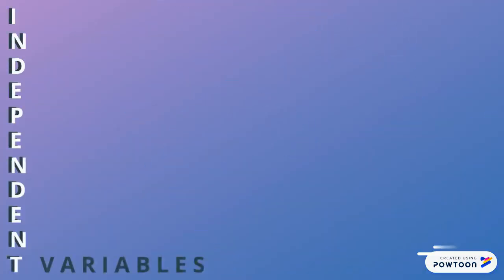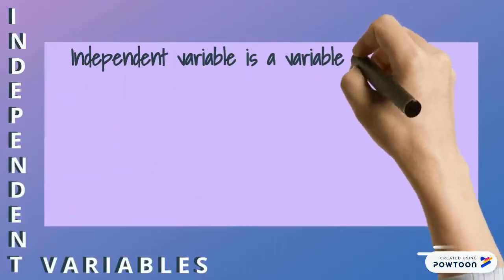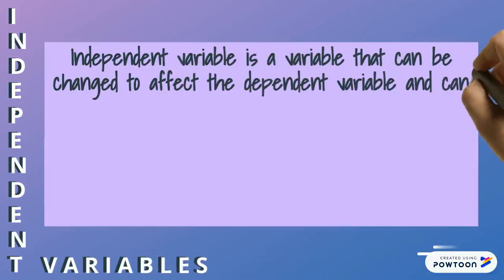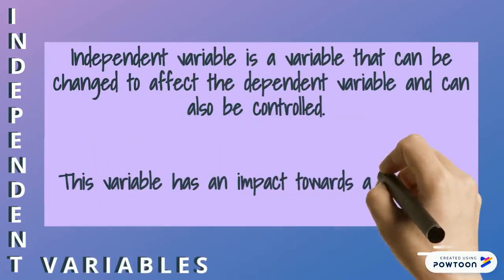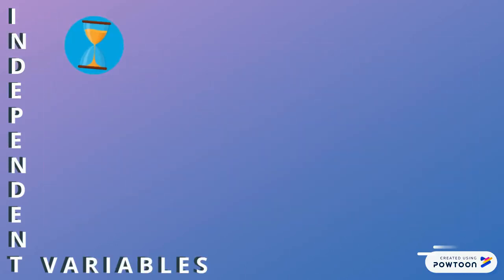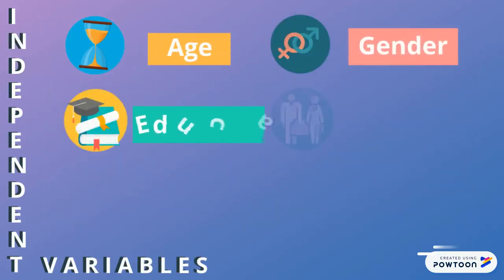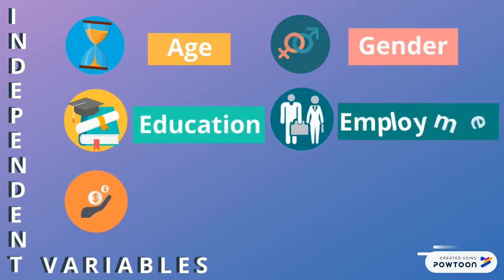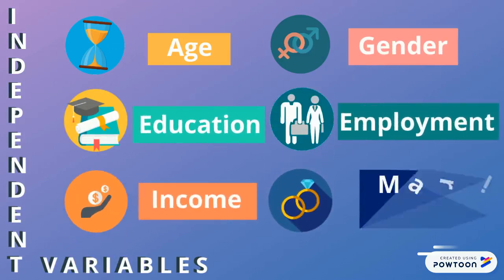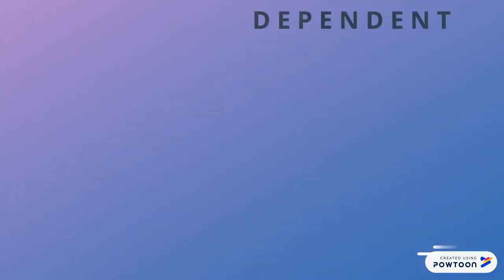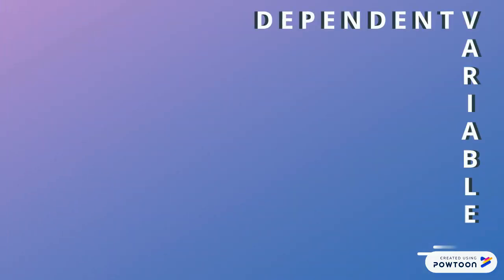This paper has independent variables, which are variables that can be changed and also be controlled, and these variables have an impact on the dependent variable. In this paper, there are 6 different independent variables, which are age, gender, education, employment, income, as well as marital status. The dependent variable is a variable that is being tested and measured in a study.